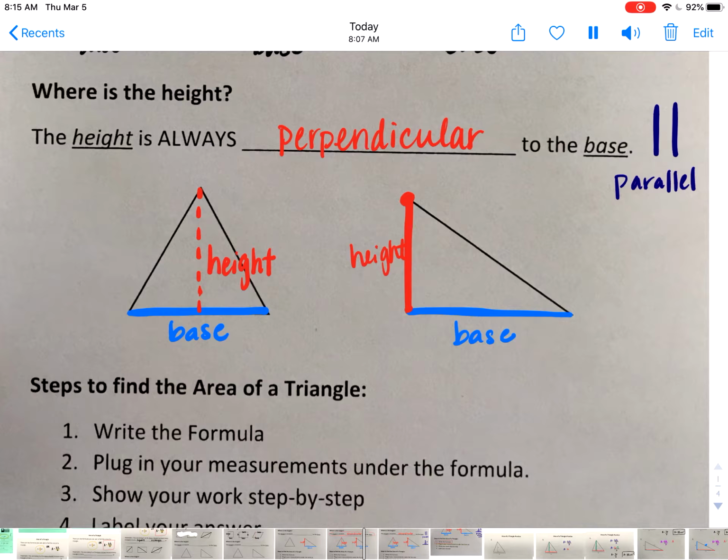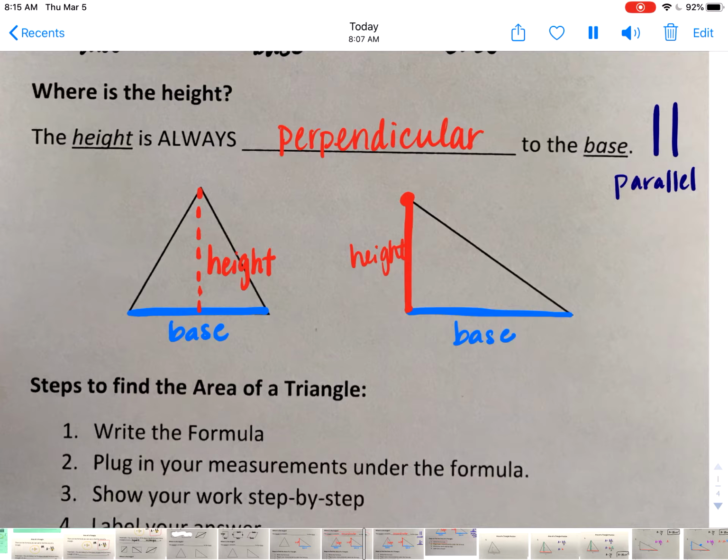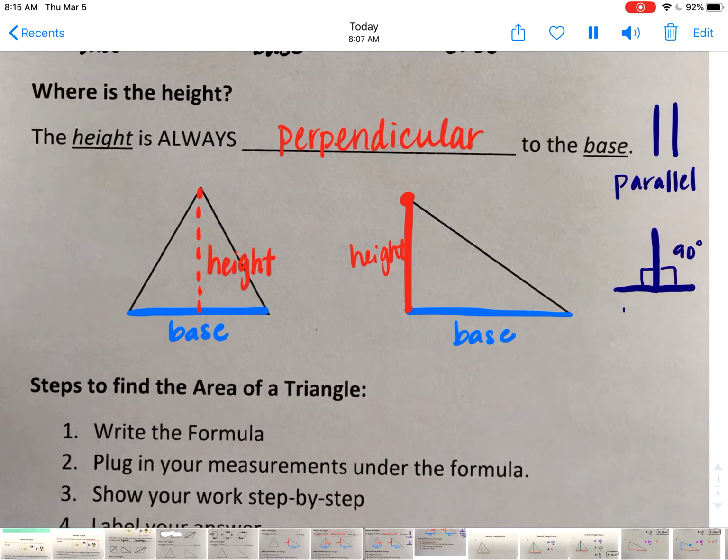And then you have perpendicular lines like we were just talking about. And perpendicular lines, they cross like this. And when they do, they make a right angle on both sides. They make a 90-degree angle. These are perpendicular.